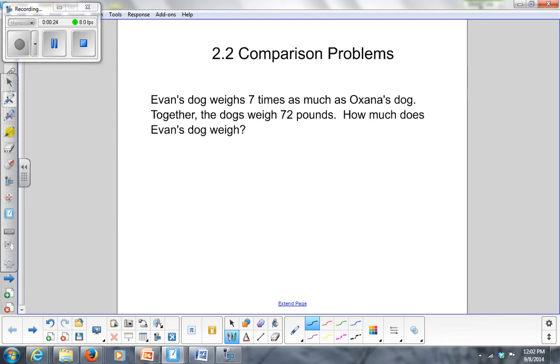Alright, now what does it mean when I say together? In all. Okay, what is in all? What do we do to figure out what together or in all is? Okay, add, right? Together means to add.